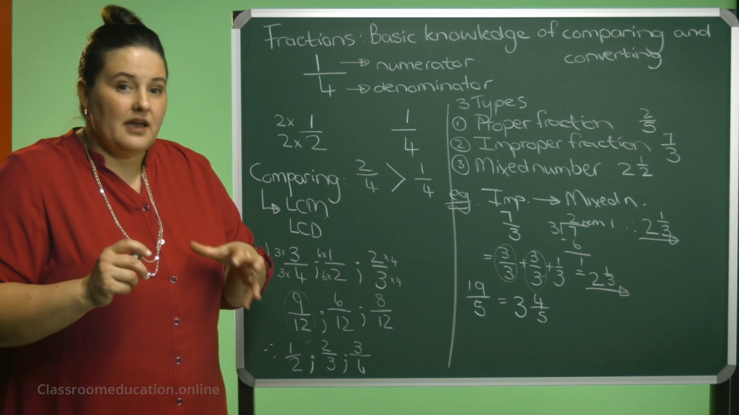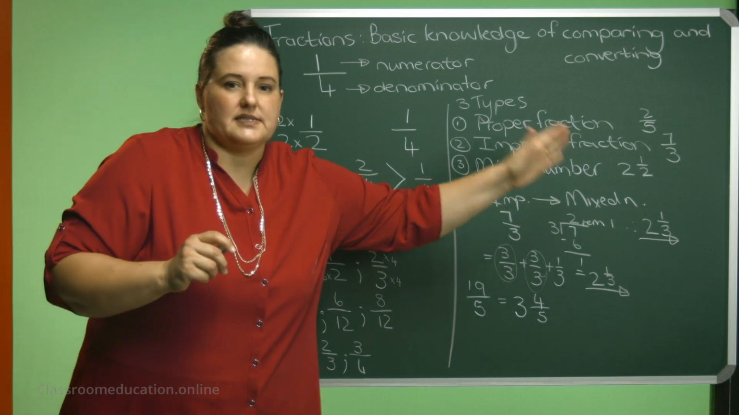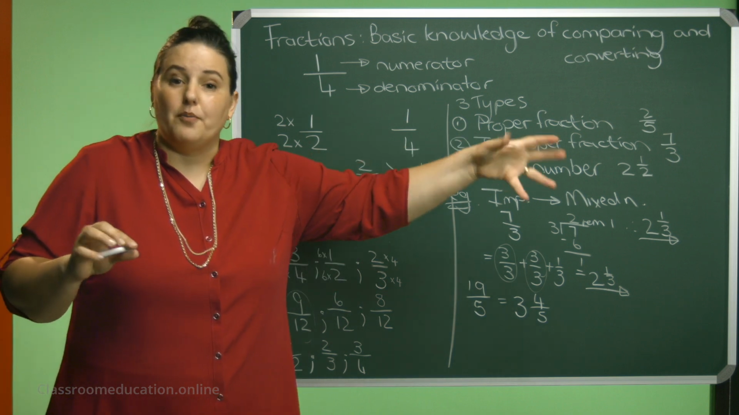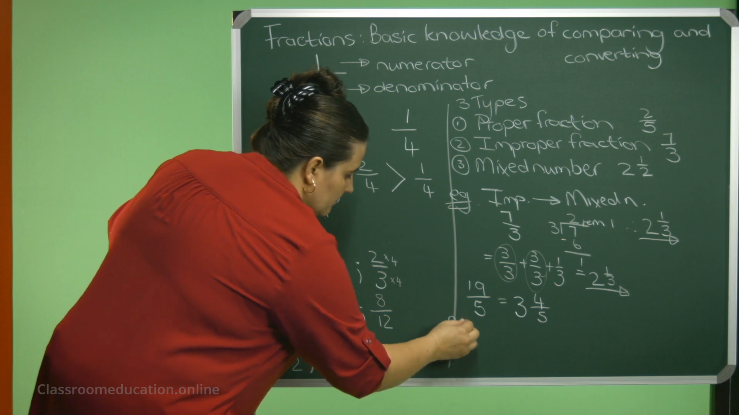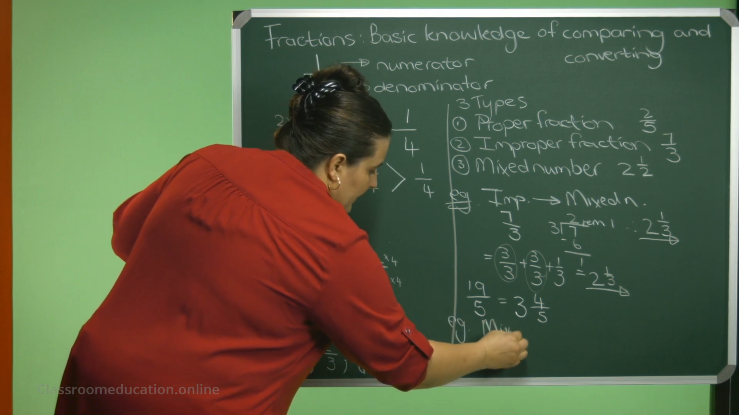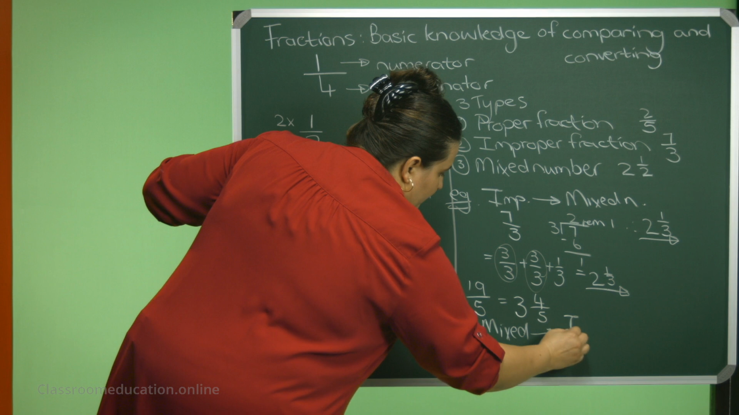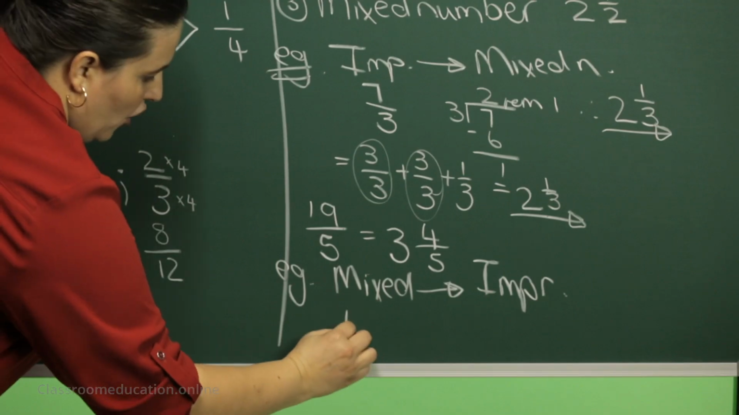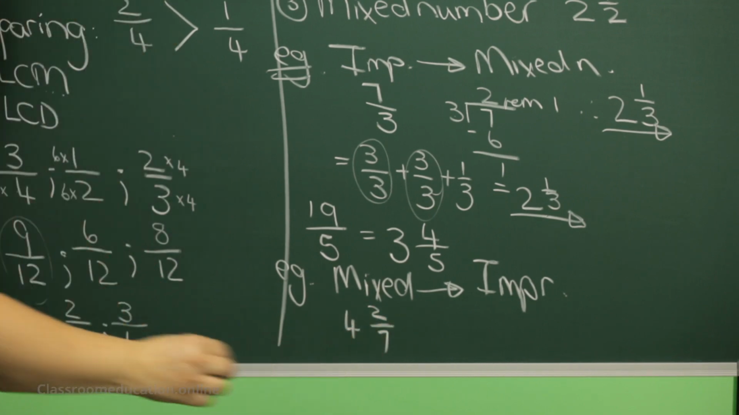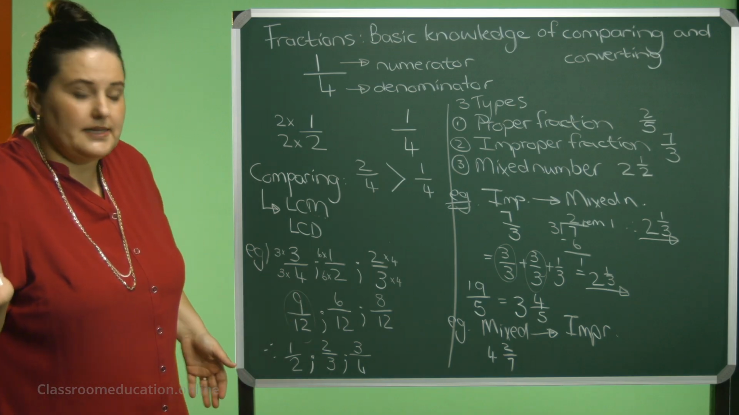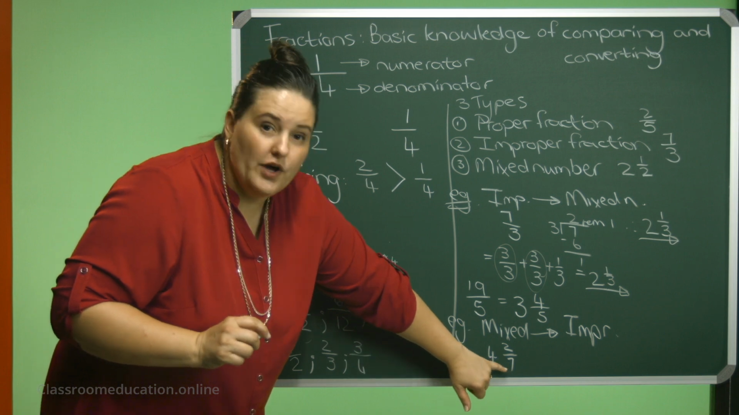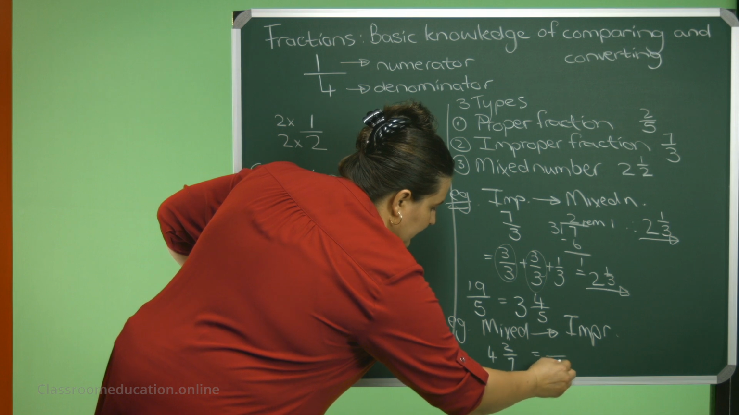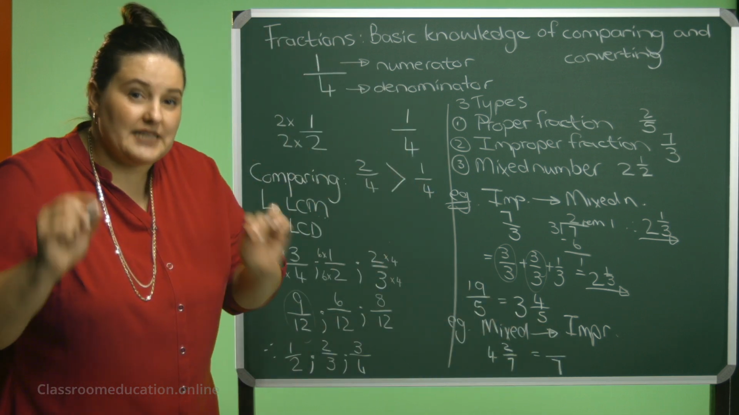Last thing. Now we have changed improper to mixed number. But I would like to change a mixed number to an improper fraction. So mixed number into improper fraction. Let's do an example such as 4 2/7. This is quite straightforward, guys. You can just say, I'm working with sevenths. So my answer needs to be in terms of sevenths.